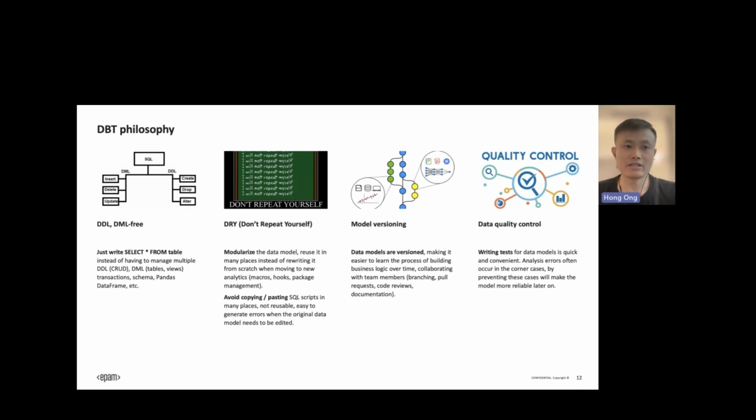The DBT philosophy is that we have four main ideas. Firstly, DBT will eliminate the DDL and DML coding style. Like we need to create tables, we need to create views, we need to write Python scripts to copy data from location A to location B. That takes a lot of time. So DBT will help us to eliminate this step.